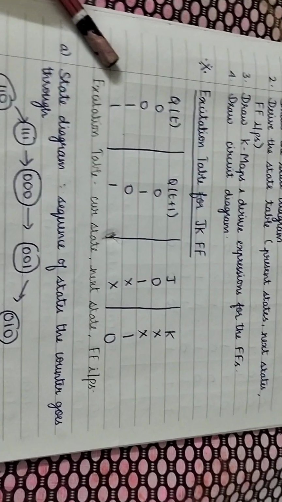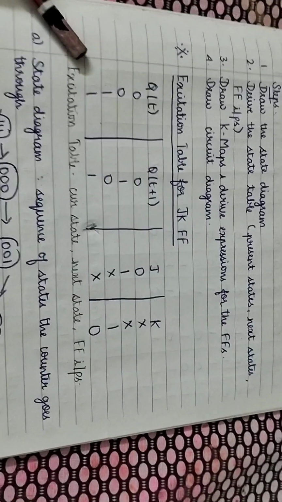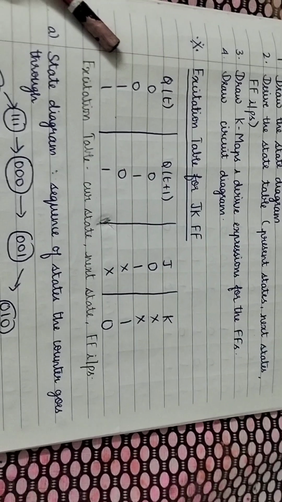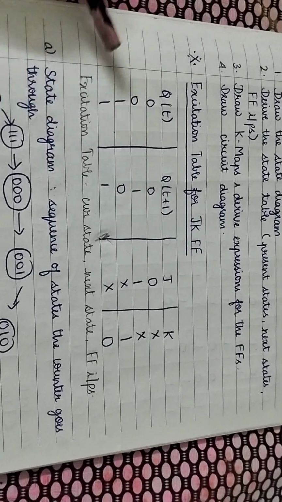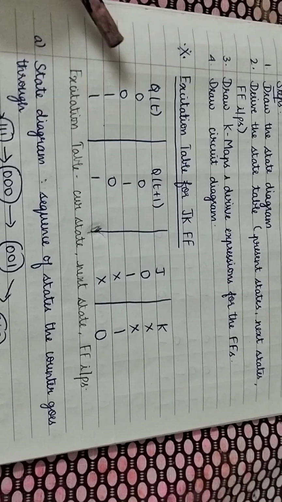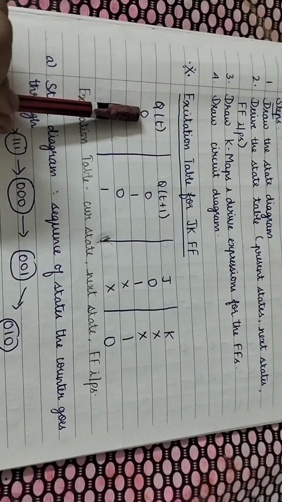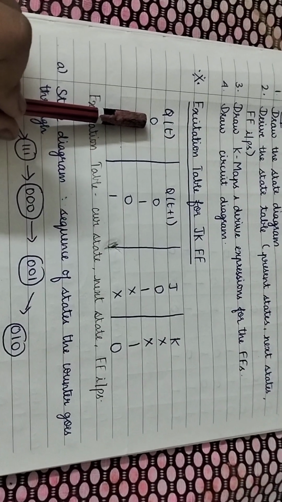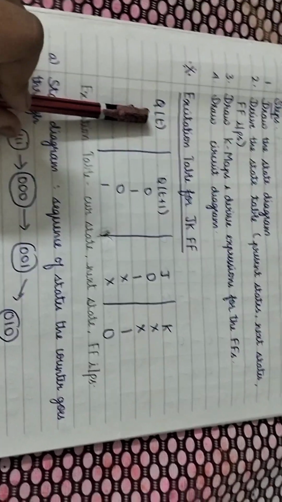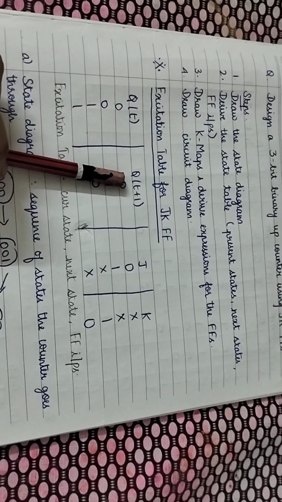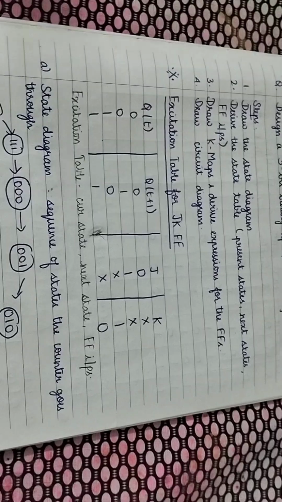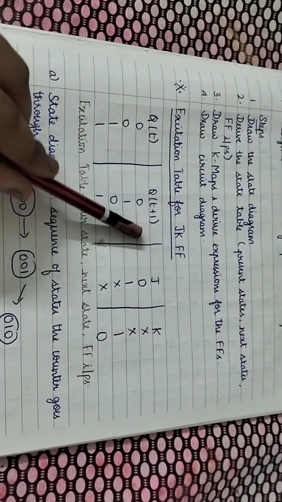Your SR latch has its own excitation table, your D flip-flop has its own table, your T flip-flop has its own table, but because we are using JK flip-flops here, we will consider the excitation table for the JK flip-flop. So J and K are the inputs of a JK flip-flop and Q is the output. Q of T refers to the output at time T. Q of T plus 1 refers to the output at time T plus 1. That is the current and next outputs respectively.